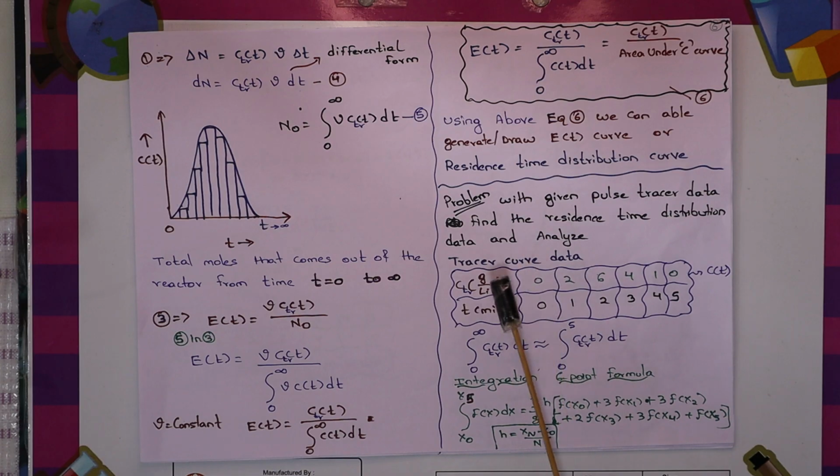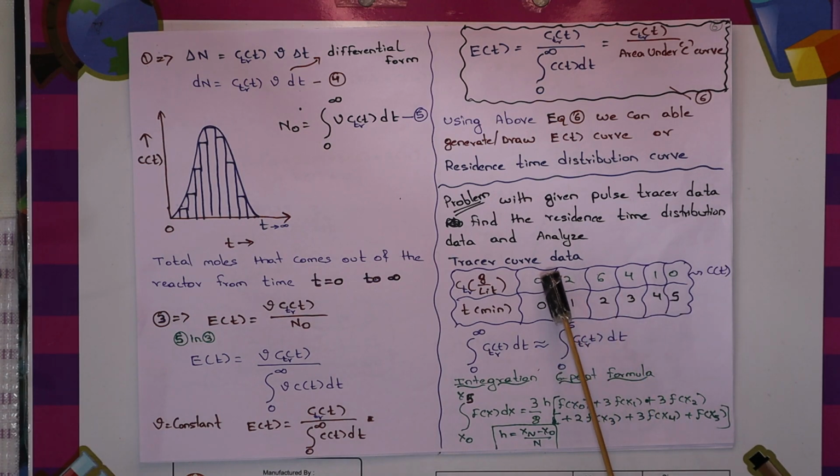Let us proceed with the problem. With the given pulse tracer data, find the residence time distribution data and analyze. That means I have to plot the E of t graph, the residence time distribution graph. Some people have injected some amount of tracer into, let us suppose, a non-ideal reactor. At the exit, they have measured the concentrations.